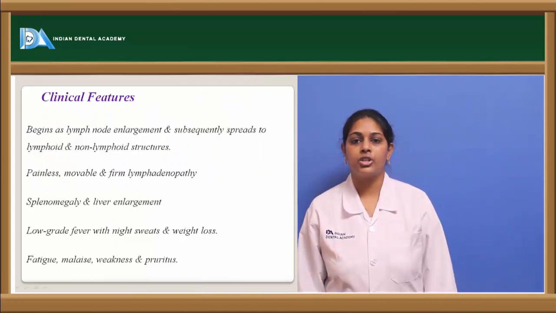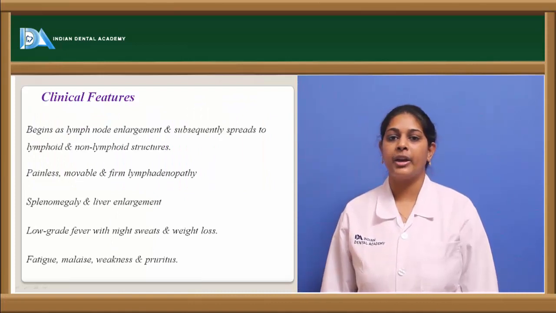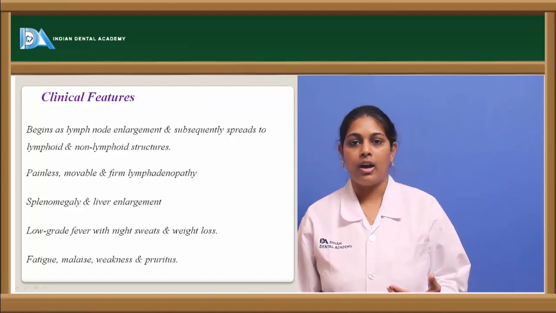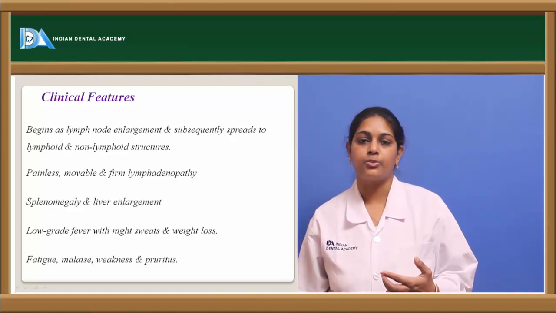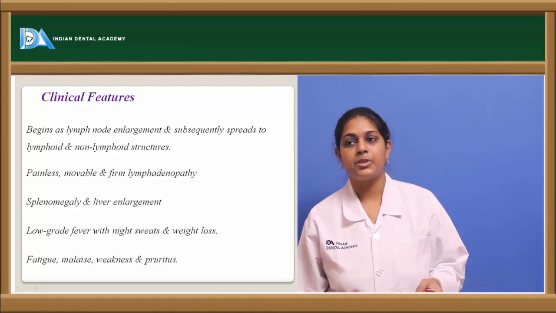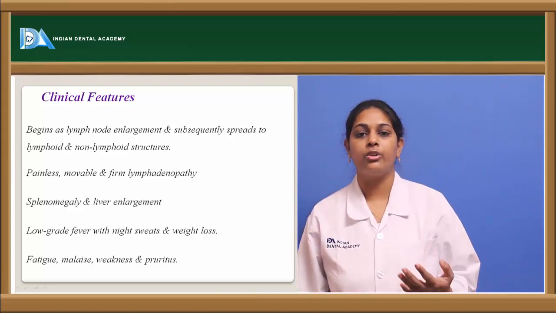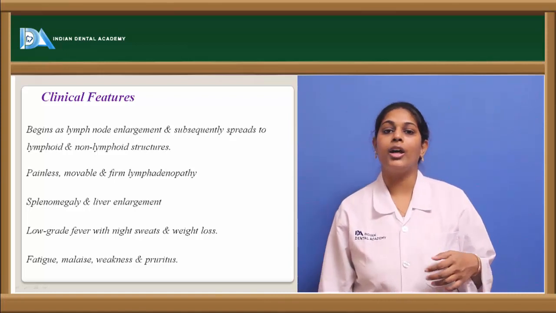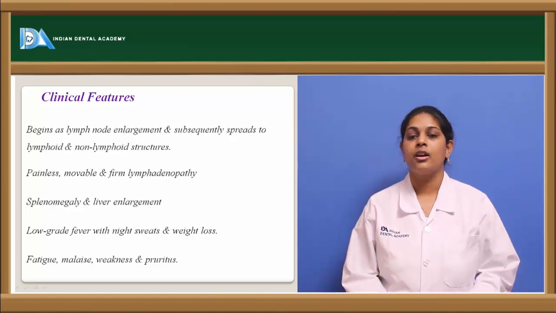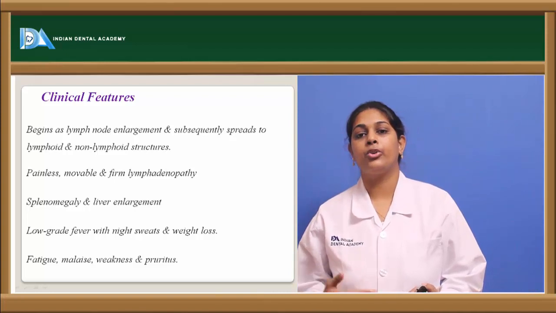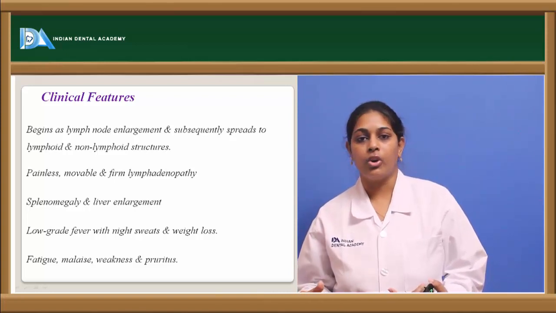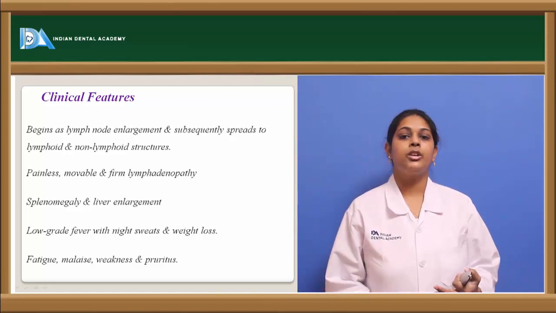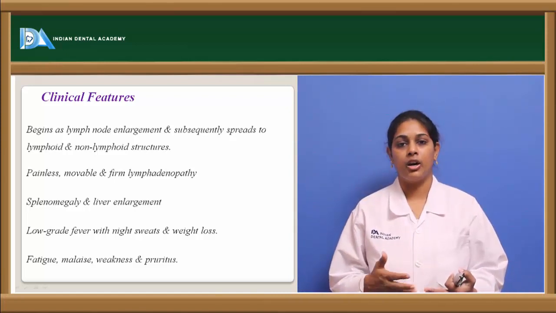Coming to the clinical features of Hodgkin's lymphoma, it usually begins at the lymph node. It begins as a lymph node enlargement, that is, lymphadenopathy is seen. Subsequently, this lymphadenopathy might spread to adjacent structures, that is, to lymphoid or non-lymphoid structures. The affected lymph node might drain into the adjacent lymph nodes, or otherwise into the structures present around it.